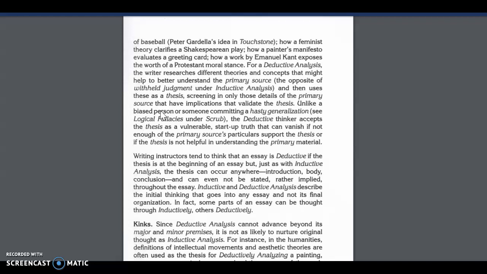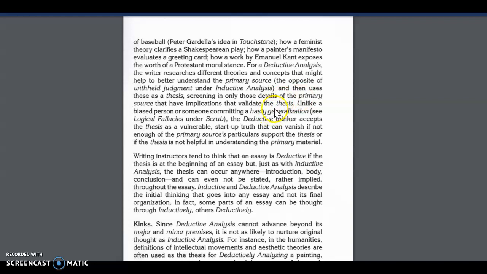Working backwards, you will then screen or filter. Filter is another good word here. Through the information to support, actually, that's what I want to stick with, to support your overall claim or thesis. Okay. And then uses these screening in the little details of the primary source that have implications that validate the thesis.